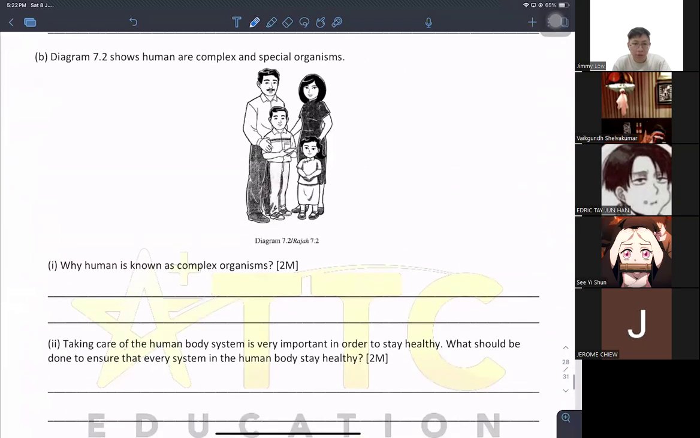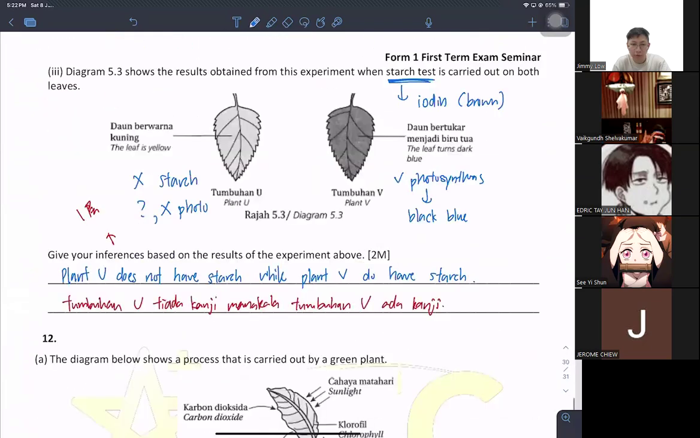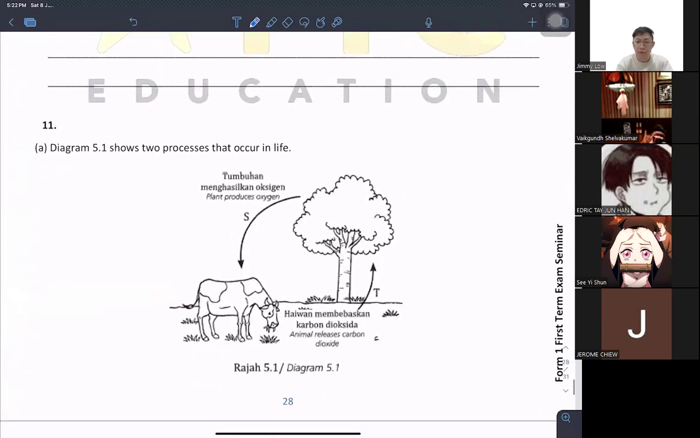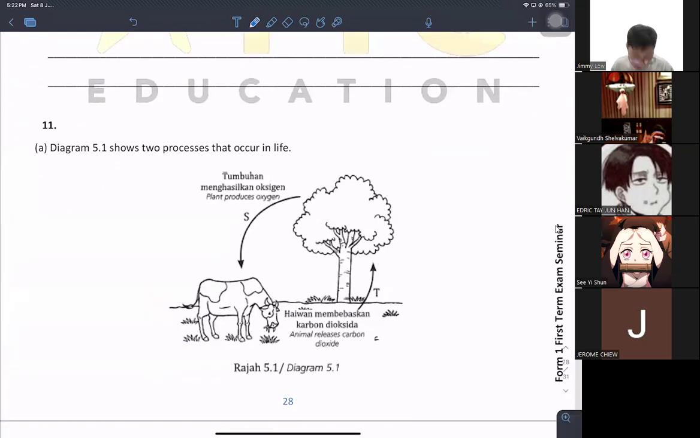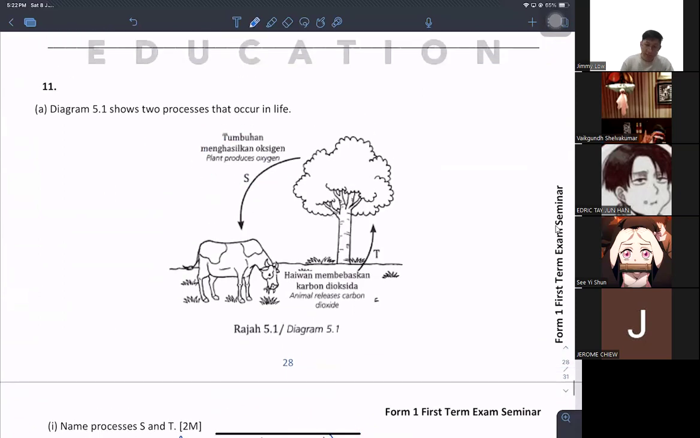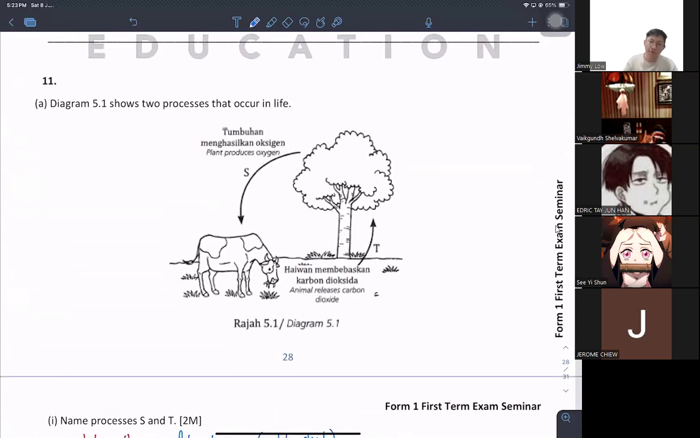Okay, so we skip to here. Question 11. X is stomach. Yes, X is stomach. So here, name the process S and T. You analyze this one. You have to be very careful. Check your exam paper before you submit, before you rest, before you consider to let go of your pen.